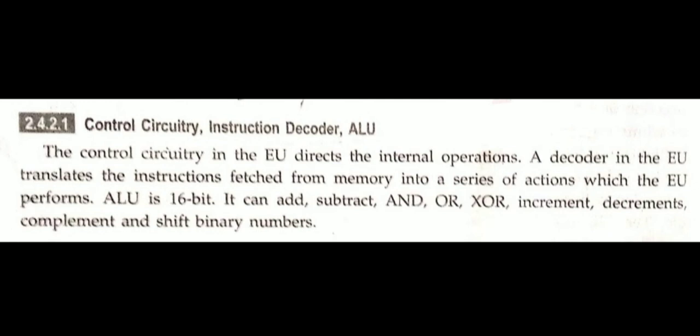The next topic is about the control circuitry, instruction decoder and ALU. The control circuit in the EU directs the internal operations. The instruction fetched from memory is decoded in the EU and translated into a series of actions which the EU performs. The ALU is 16 bits and is a circuit unit that can add, subtract, AND, OR, XOR, increment, decrement, complement, and shift binary numbers. It is also used in many kinds of functions.